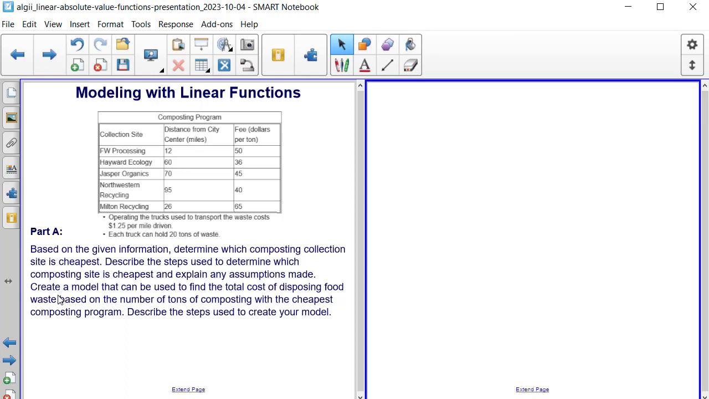Then create a model that can be used to find the total cost of disposing food waste based on the number of tons of composting with the cheapest composting program. Describe the steps used to create your model. Let's begin by determining the cost per ton of compost for each collection site.